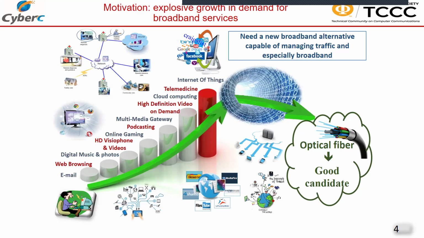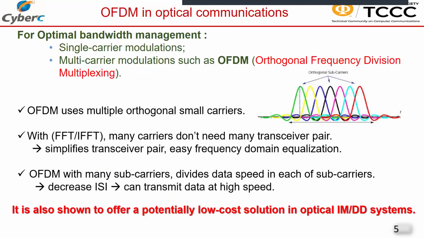Despite the high bandwidth capacity of optical fiber, various modulation techniques have been developed to optimize its use. This is the case of single carrier modulations and notably multi-carrier modulations such as orthogonal frequency division multiplexing, OFDM, which use multiple low data speed orthogonal subcarriers to transmit data at high speed. This is done by using an inverse discrete Fourier transform or fast Fourier transform. In optical systems, OFDM is shown to offer a potential low-cost solution.